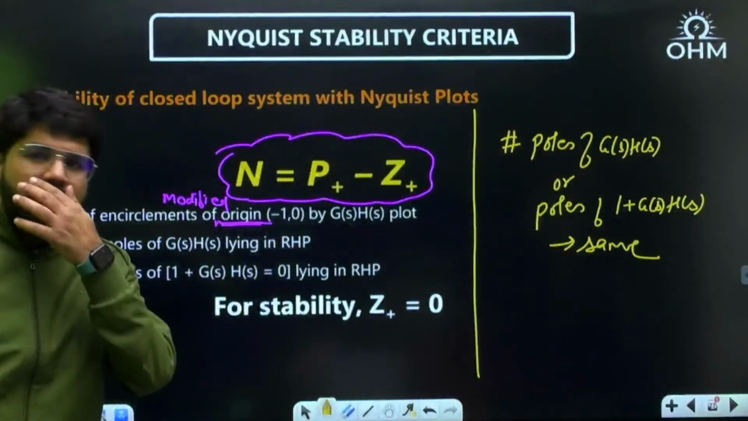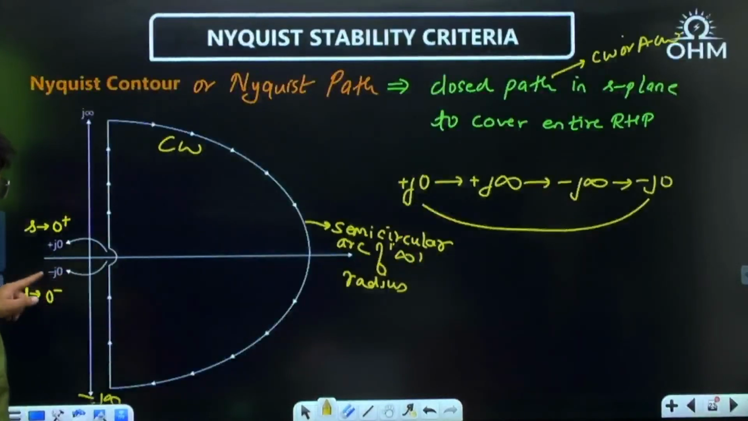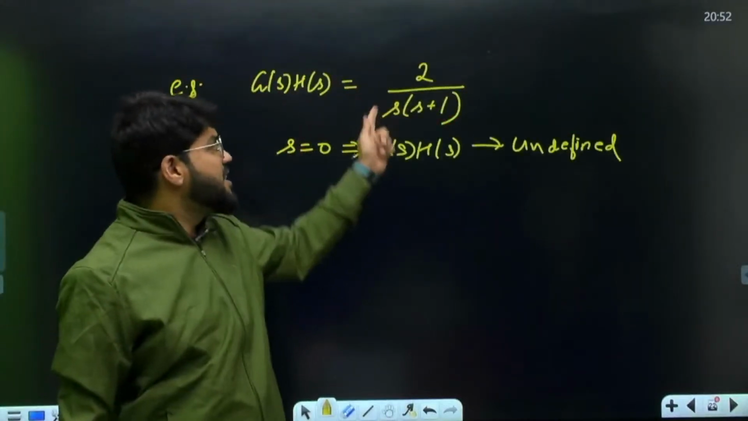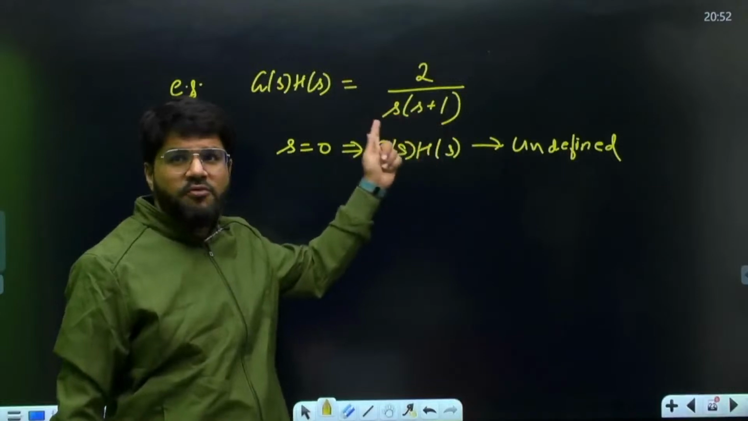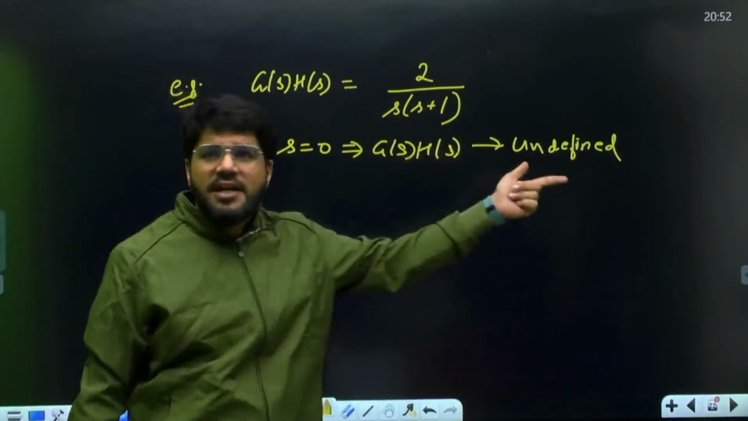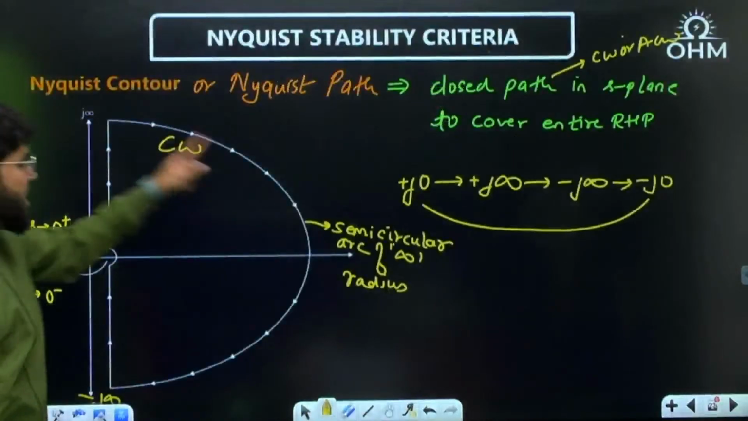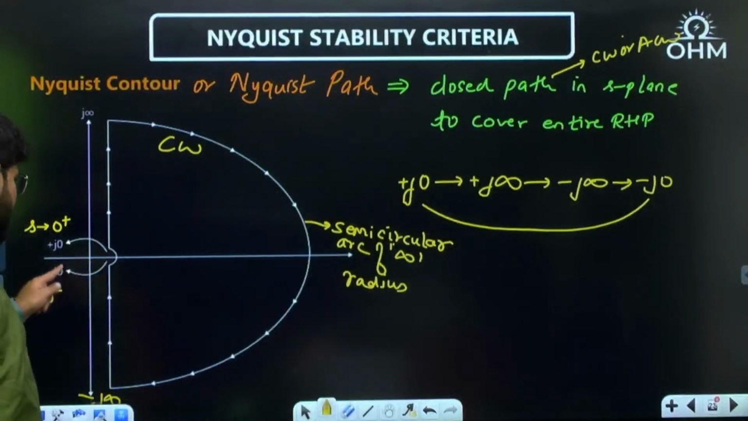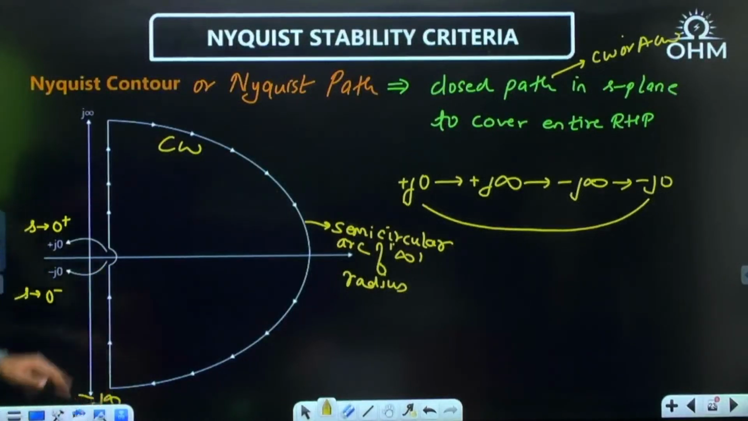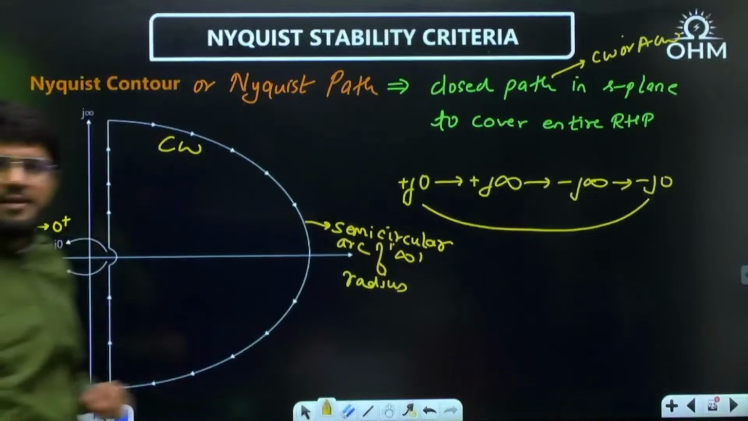Now, one last calculation. As I told you, if I come back to the Nyquist path, I told you the origin is skipped for a reason, because if G(s)H(s) is, for example, 2 upon (s plus 1), and if you put s equal to 0, it may be a pole, and at s equal to 0, G(s)H(s) is undefined. We cannot draw the G(s)H(s) plot there. That is why in the s plane, for the closed path, the origin is actually avoided. We take a point just below the origin, and a point just above the origin, and we join them, not exactly touching the origin.